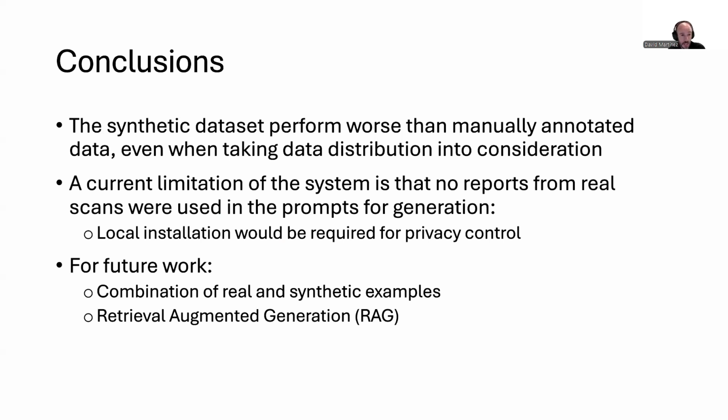We observe that a big limitation of our system is that the prompts that we use to generate do not have access to real data, and we think that this could improve the synthetic data that is generated. But for this, we would need a local installation and not use public APIs to access large language models because of privacy issues. So we couldn't be using real data via public APIs.